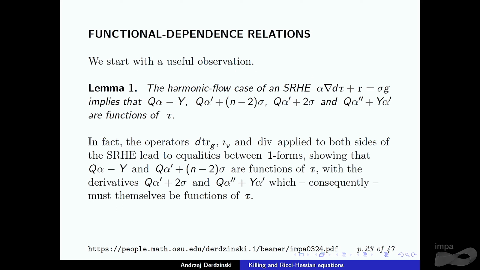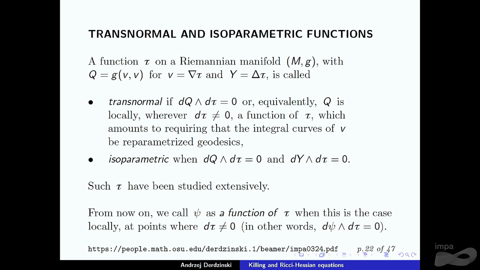Then there are those two classes of functions studied and understood extensively, namely transnormal functions. I'll use the following kind of abuse of language. When I say that psi is a function of tau, I'll mean that this is true locally at points where the gradient or the differential of tau is non-zero. And that means the same as saying that d psi wedge d tau is equal to 0.